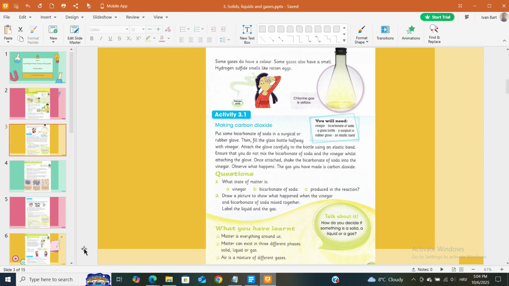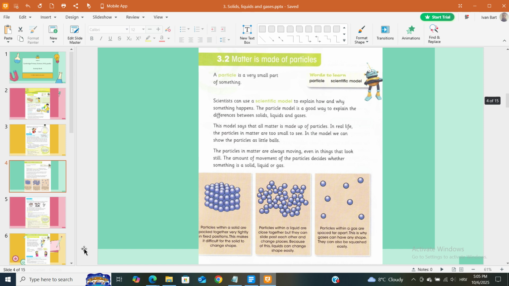3.2 Matter is made of particles. A particle is a very small part of something. Words to learn: particle, scientific model. Scientists can use a scientific model to explain how and why something happens. The particle model is a good way to explain the differences between solids, liquids and gases.